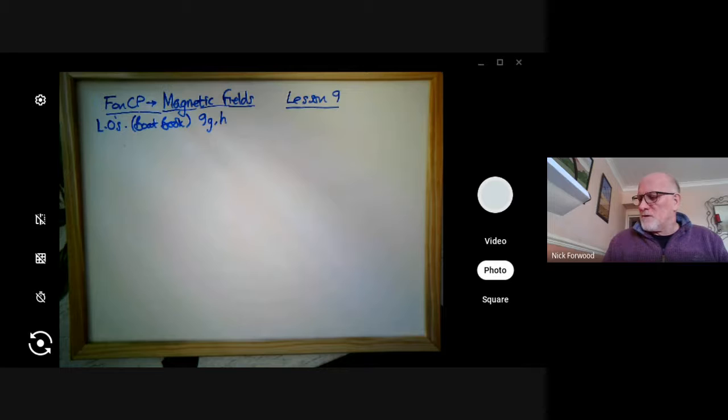The last lesson we had a look at electric fields. This lesson we're going to have a look at magnetic fields. If you're keeping up with these learning outcomes in the boat book, this is learning outcomes 9G and 9H.